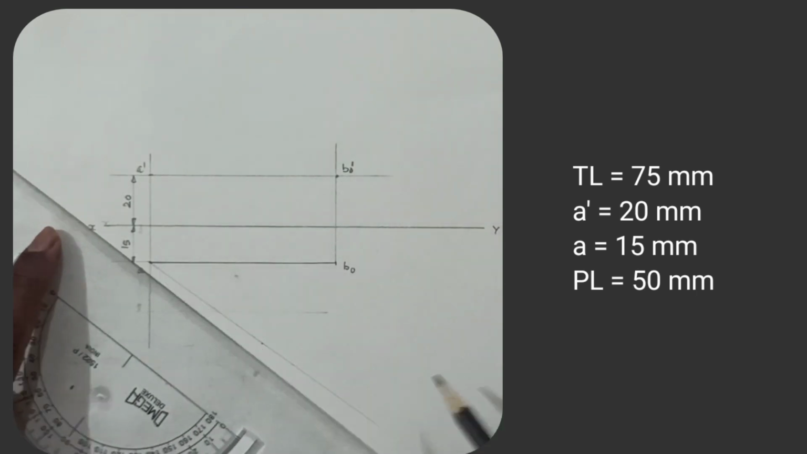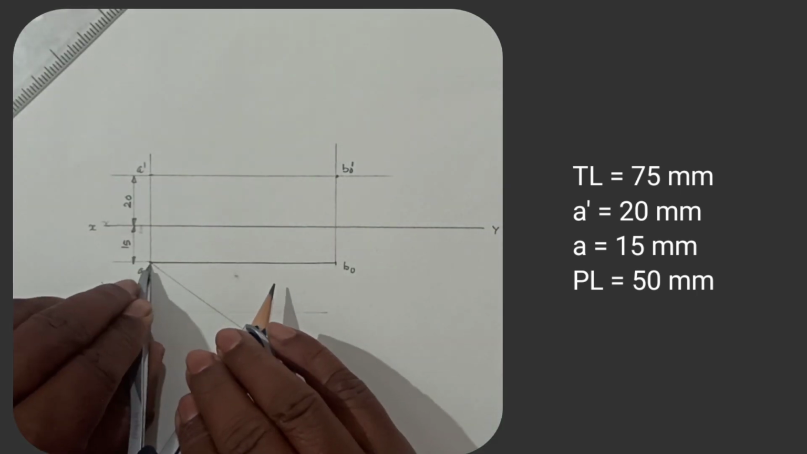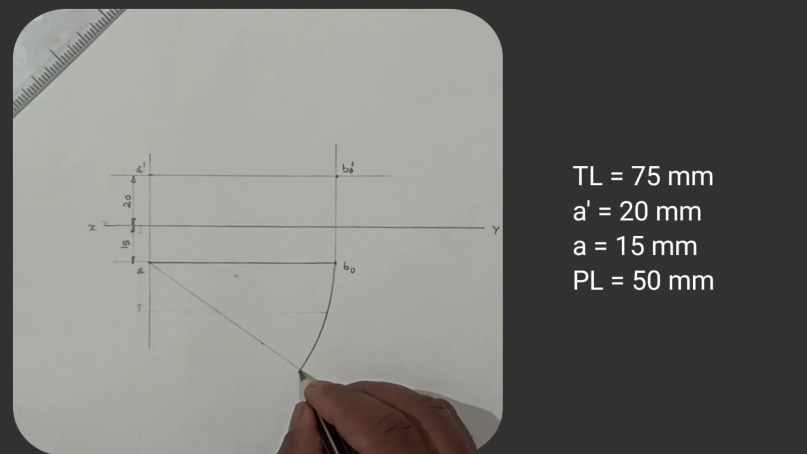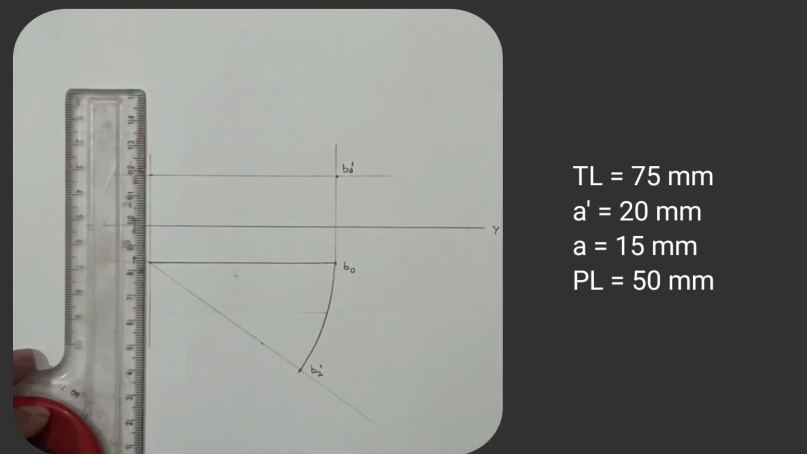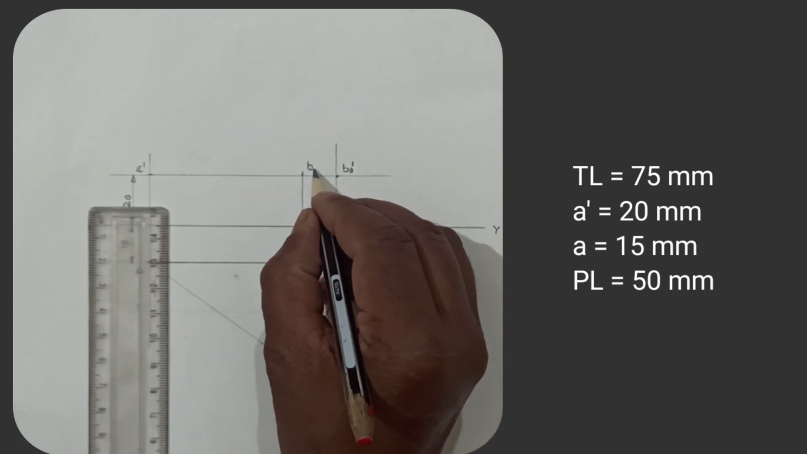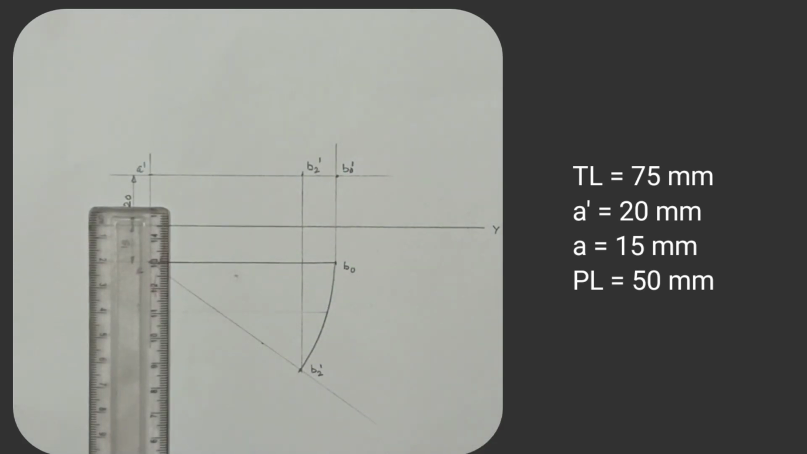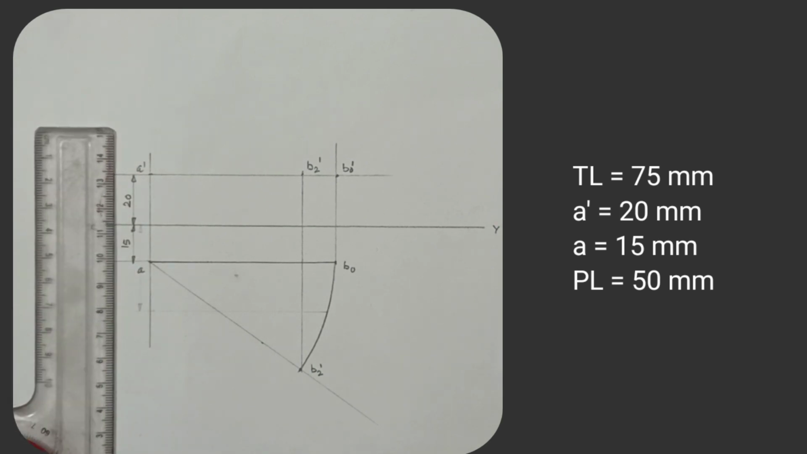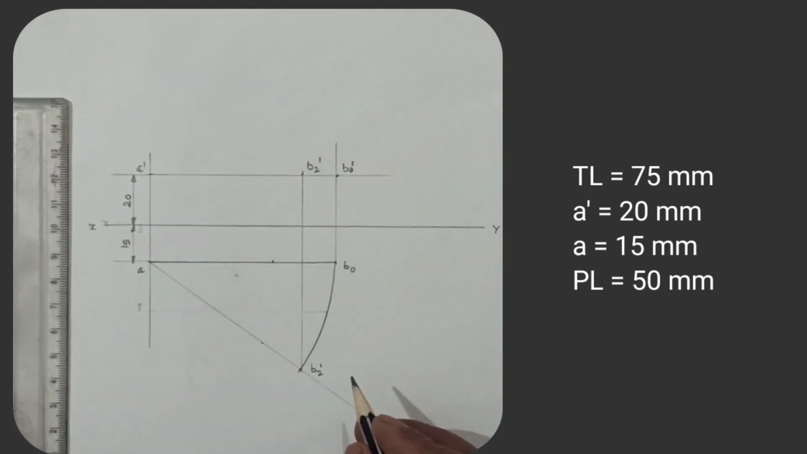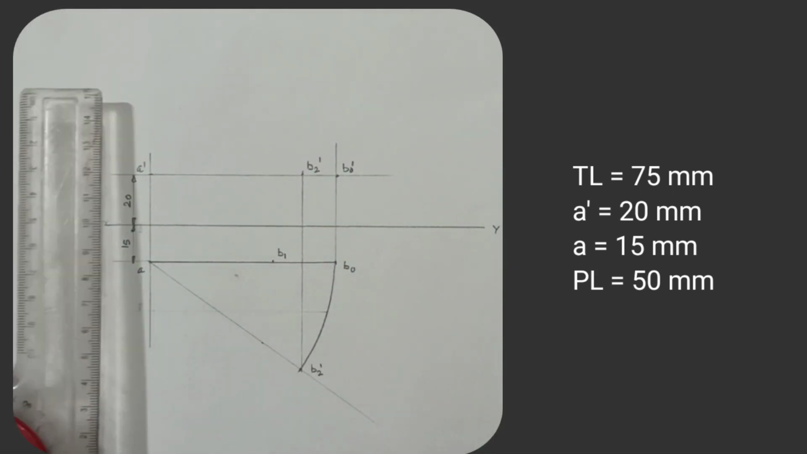Set an angle of 35 degree in top view because this data is given in the problem, that is the line is inclined to VP at 35 degree. So draw this top view A B2 which is inclined at 35 to the XY. Now project this in front view and draw its front view, that is A B2 dash, which will indicate the elevation length.